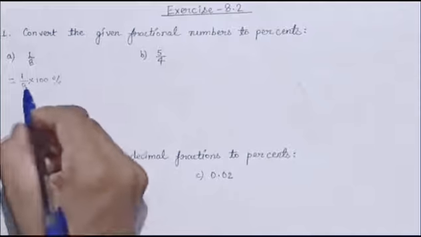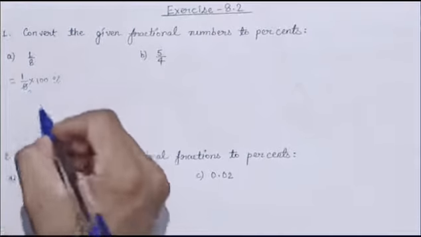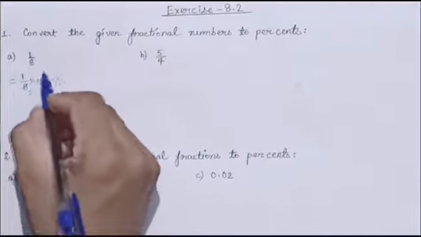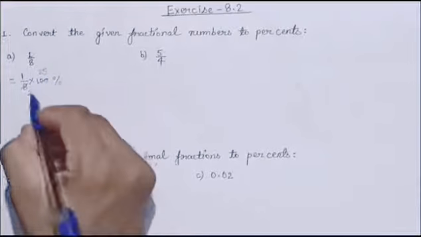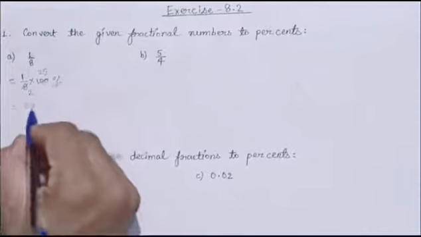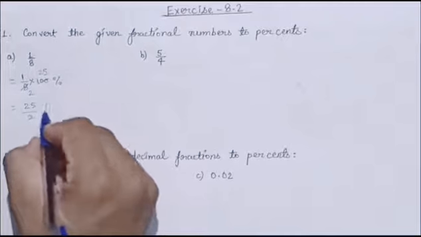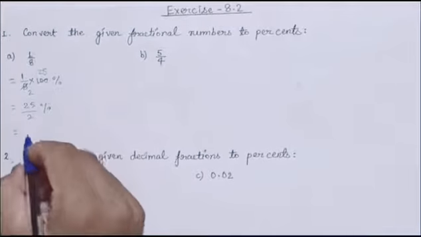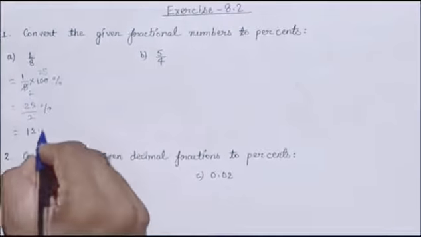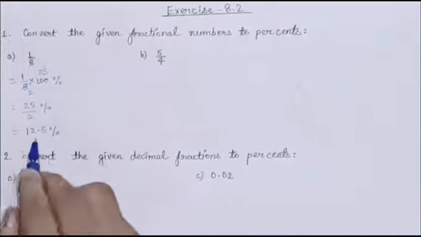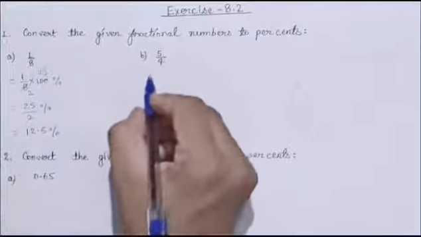Now let us simplify. 4 times 2 is 8 and 4 times 25 is 100, means 25 by 2%. 25 by 2 is equal to 12.5%. So this is the required answer. Now let us see the next part.